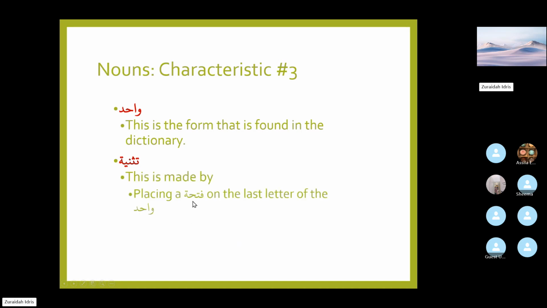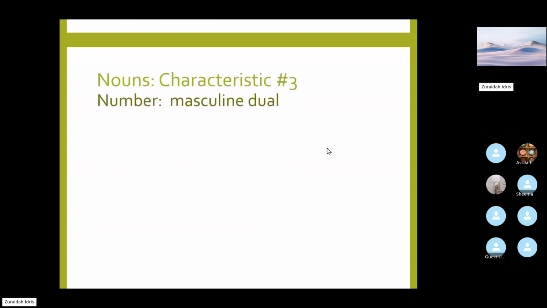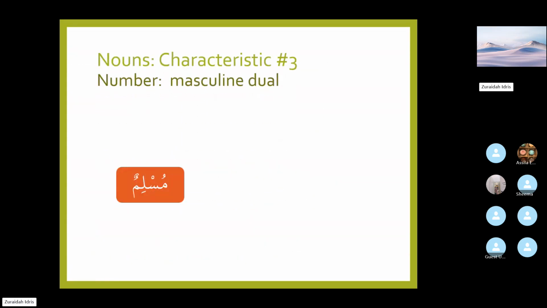It says here, placing a fatha on the last letter of the wahid version, and then adding an alif and noon with a kasra. So what do I mean by this? Let me illustrate this for you. If you want to take this word, remember this one was on the conveyor belt out of the factory, fresh. Nothing has happened to it. Muslimun. Always with this double tadpole, I like to call it, or two dhammas.